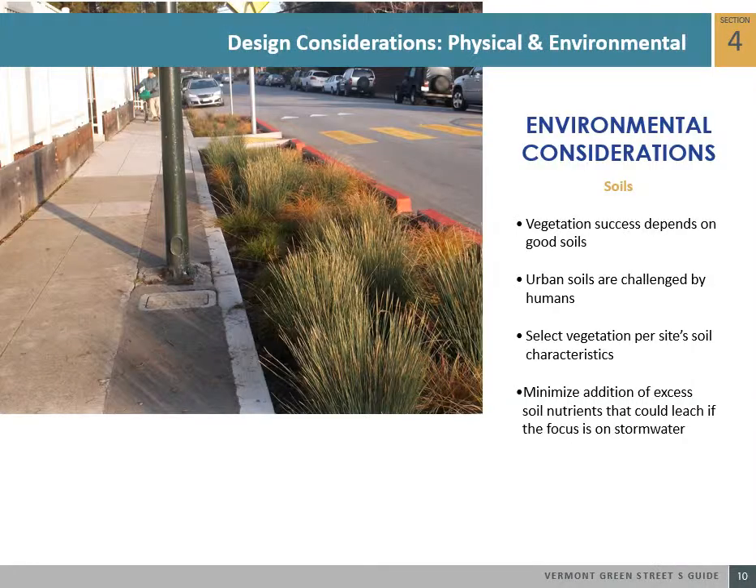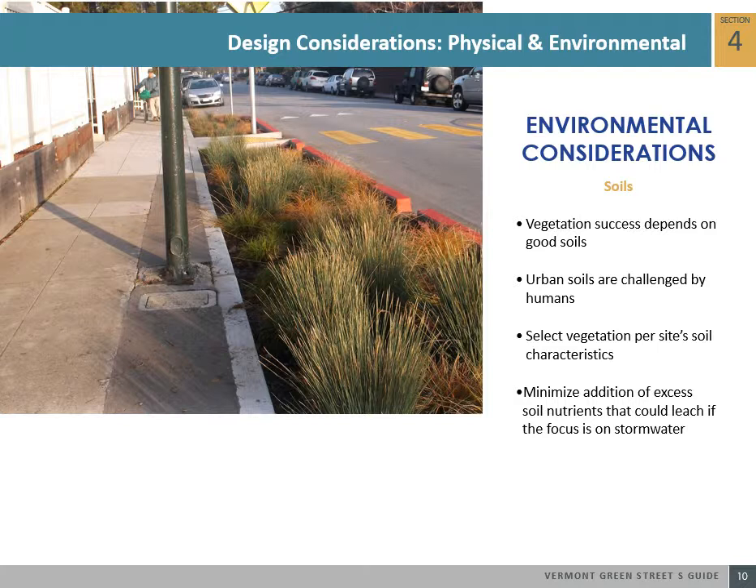An additional environmental consideration when designing a green street is soils. The structure and composition of soil affects vegetation success, as well as the types of structures that can be installed and the capacity of water to penetrate the ground. Urban soils can be challenged by human influences such as compaction, salt addition, industrial pollution, and hydrologic alterations from development. All rooted vegetation receives nutrients, water, and stability from the soil.